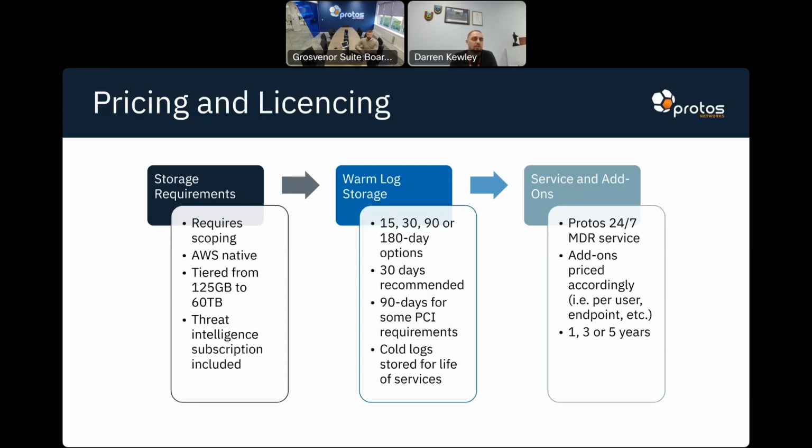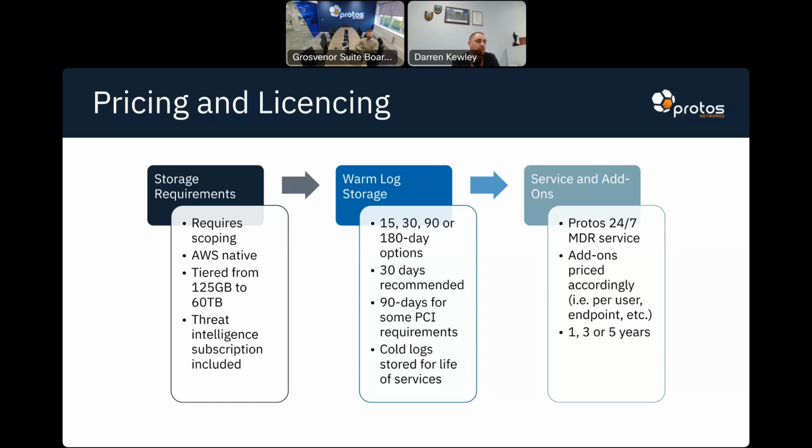And then you choose your add-on services. Obviously our 24/7 service goes on because that's the real point there, of us tuning it, monitoring and all that. But then add-ons would depend. So like CrowdStrike EDR, for example, is priced per endpoint. Some of the solutions are per user, and we tell you there. And then a 1, 3 or 5 year agreement. So that's kind of how we do it. And that's Damien sort of handles that stuff.